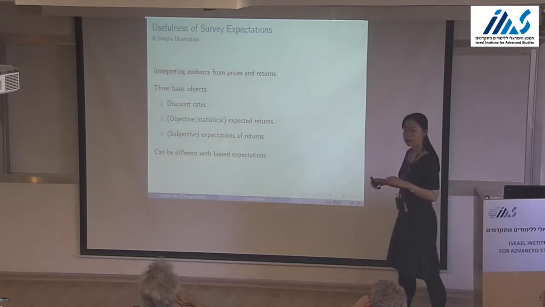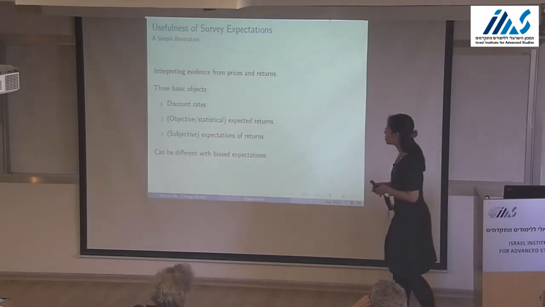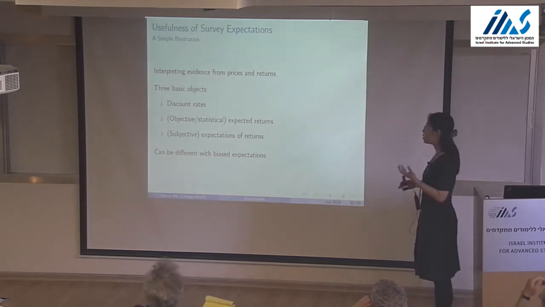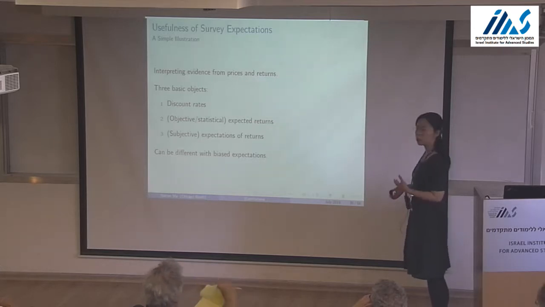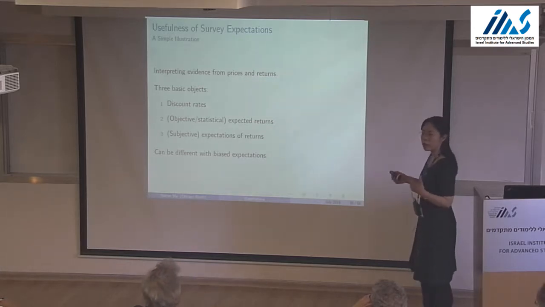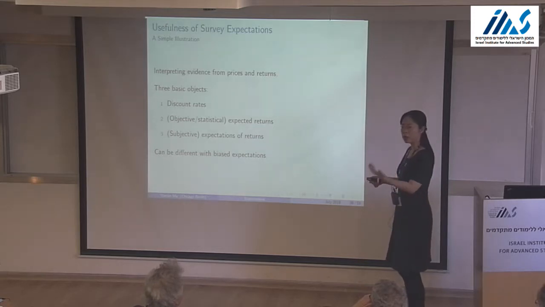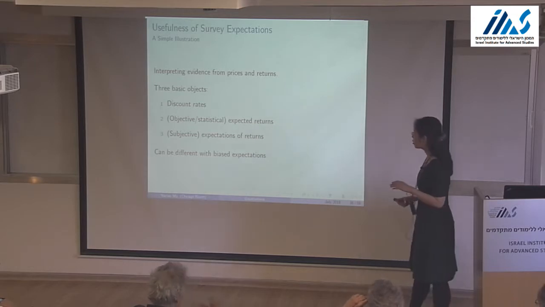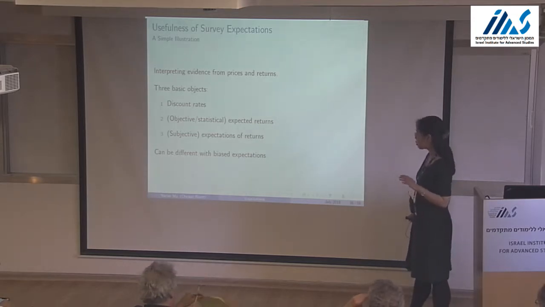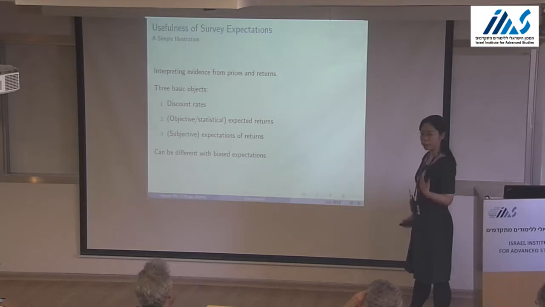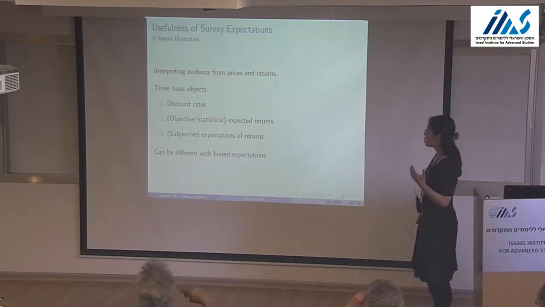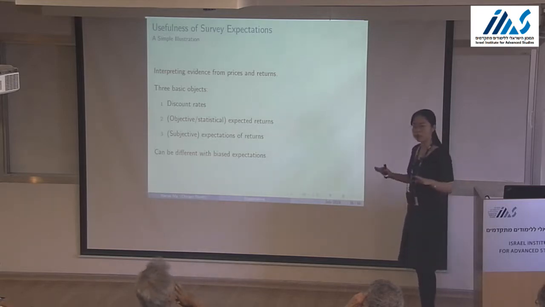So I want to start by saying that in basic finance 101, we learn some basic objects for thinking about valuation. The first one is the discount rate. Discount rate is how much you think a dollar tomorrow is worth relative to today for the risk that you're taking. And then there are also the statistical expected returns of investing in something, and then the subjective expectations of returns. And in a rational, frictionless world, these three things are roughly the same.